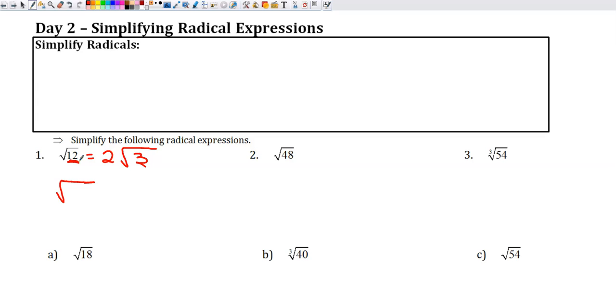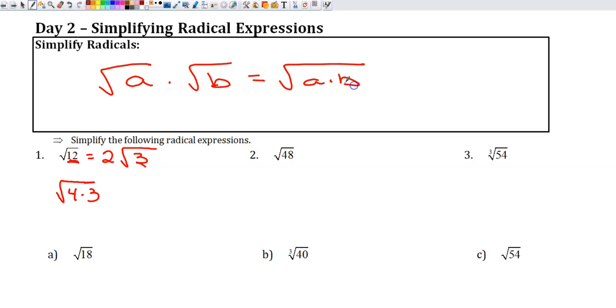And perfect squares were numbers like 25. Well, obviously 25 doesn't go into 12. 36 doesn't go into 12. But 4 was a perfect square, and 4 does go into 12. So using this rule that I showed you up here, you could have rewritten this as square root of 4 times square root of 3.